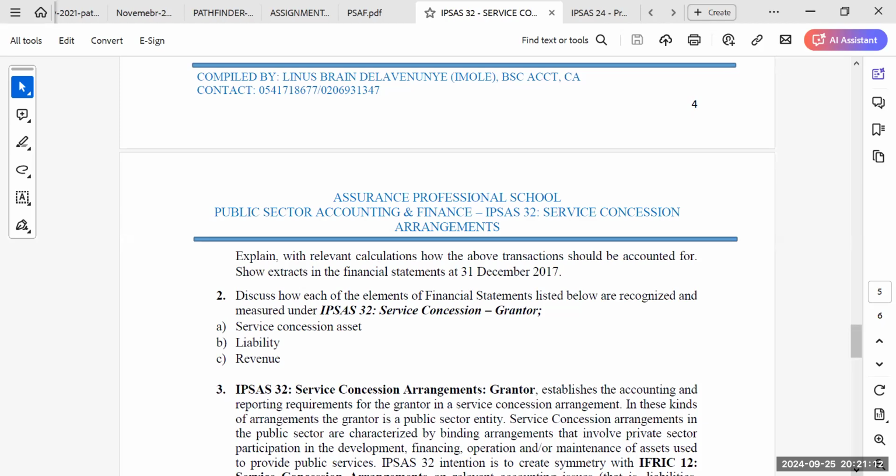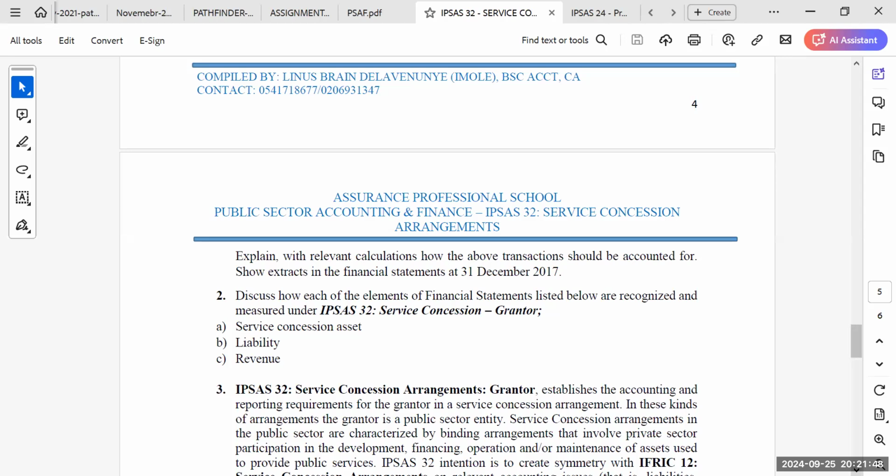Don't be using the government. The government is being replaced with the name grantor. So when the grantor controls or regulates the use of the asset, isn't it? Okay. So the standard states that IPSAS 32 states that a grantor should recognize a service concession asset when these two conditions have been met. The first one is that the grantor controls or regulates the use of the assets. Okay, but don't go and be explaining anything. Just write that one and go.